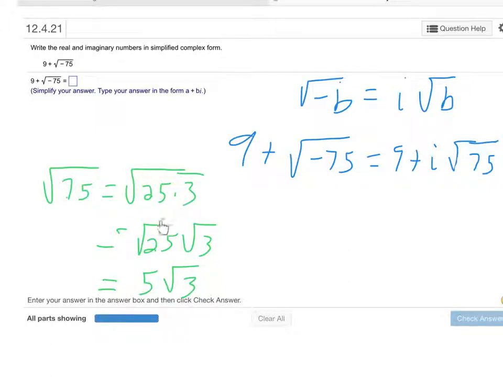And you break it up: square root of 25 times 3 is the same as square root of 25 times square root of 3. You simplify square root of 25, and that's 5. And what's left is the square root of 3. So if I finish this, it's going to be 9 plus 5i square root of 3, where I've simplified the square root of 75 to 5 square root of 3.